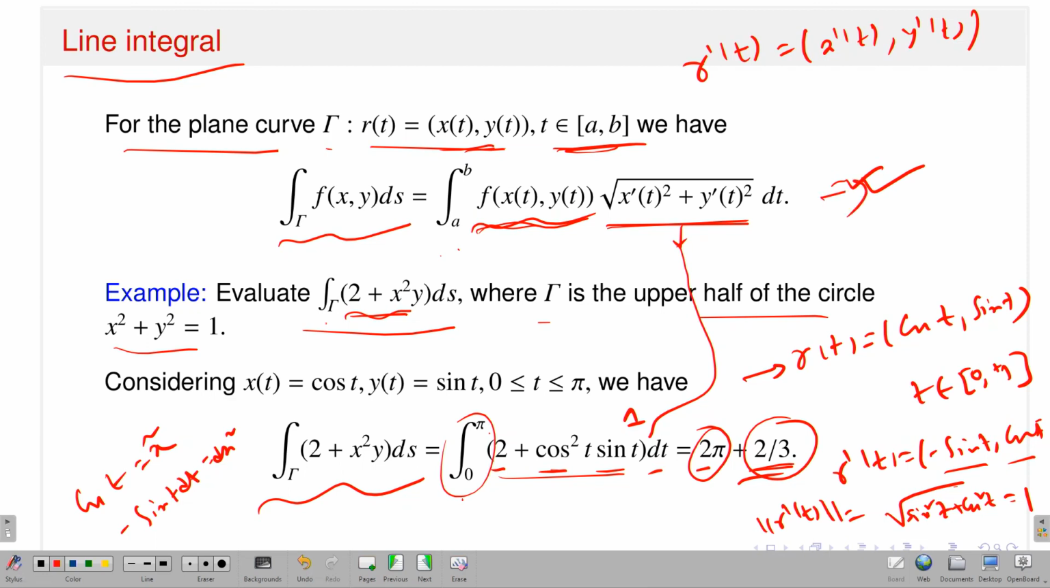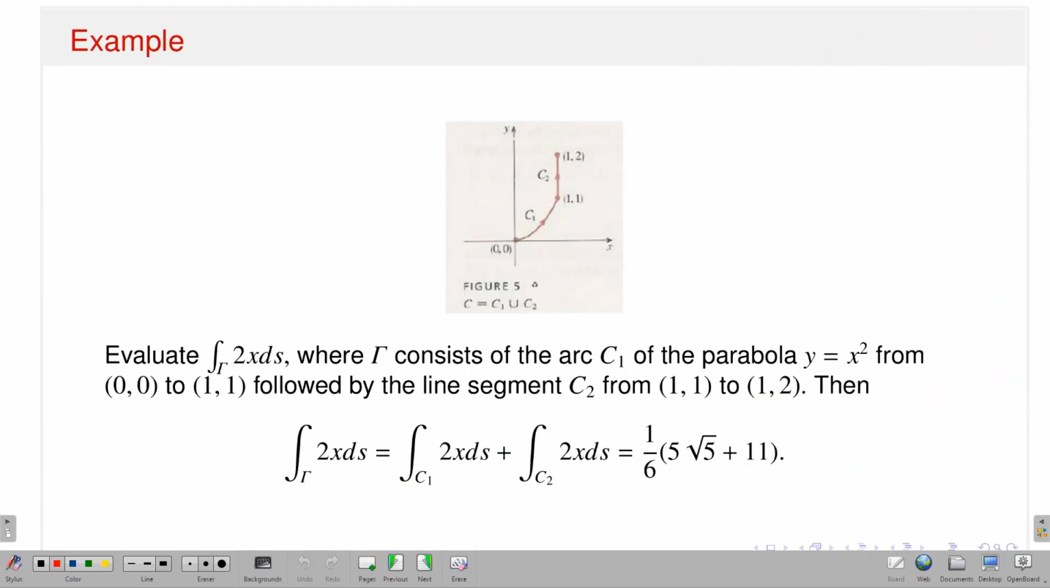So, this is the formula for the plane curve gamma, and that is the scalar line integral. Another one, this is very nice. So, let us say, this example is very nice. This time, in the figure, I am saying consider the curve C, which is C1 union C2.